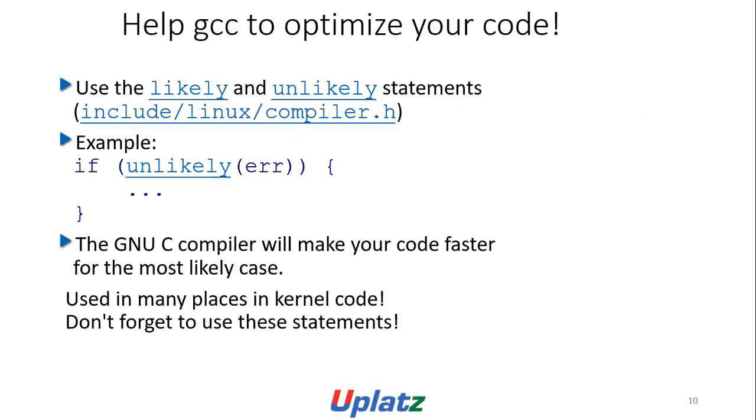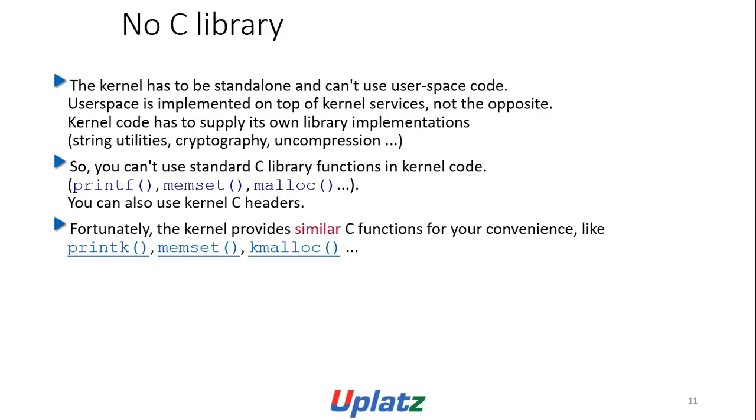Help GCC to optimize your code. Use the likely and unlikely statements, including linux/compiler.h. For example: if (unlikely(error)) { ... }. The GNU C compiler will make your code faster for the most likely case. Used in many places in kernel code. Don't forget to use these statements.